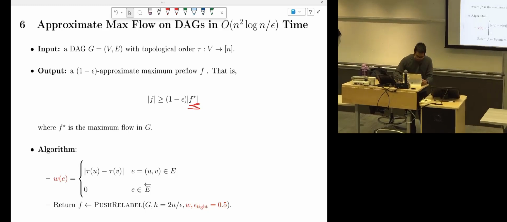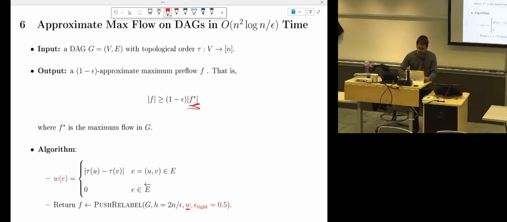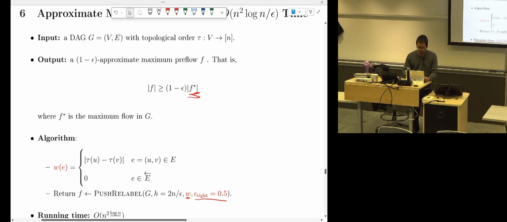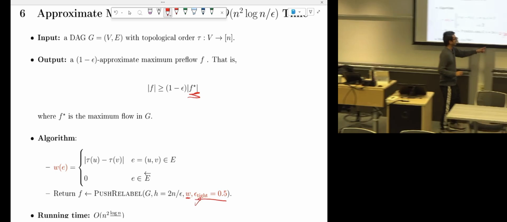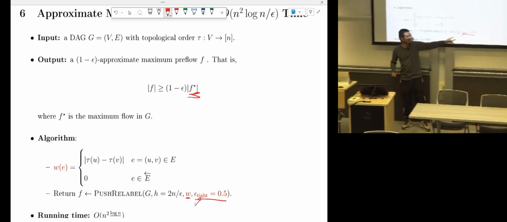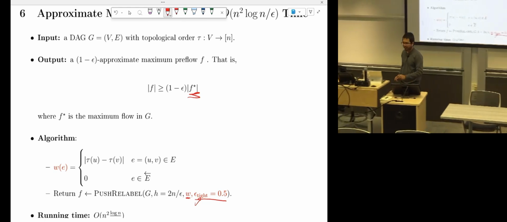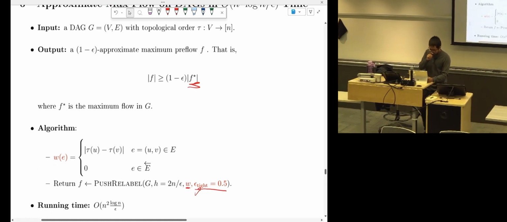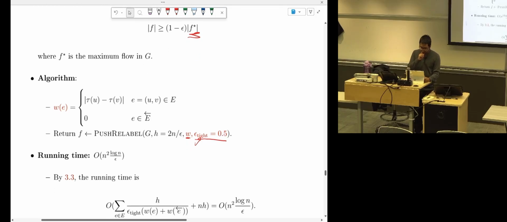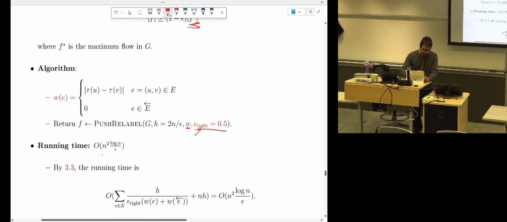And we just run push-relabel with this weight function. And the tightness slack, I don't care too much. It can be something like 0.5. It's not epsilon here, it's 0.5. And let's see the running time first. The running time is going to be something like n squared times log n over epsilon.